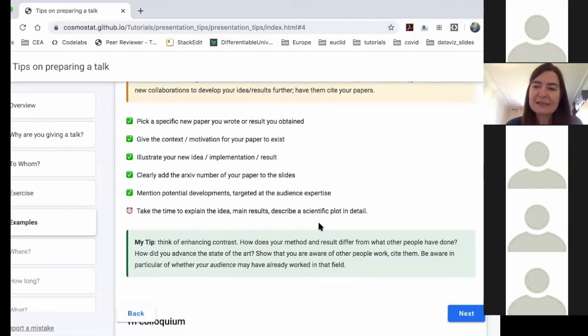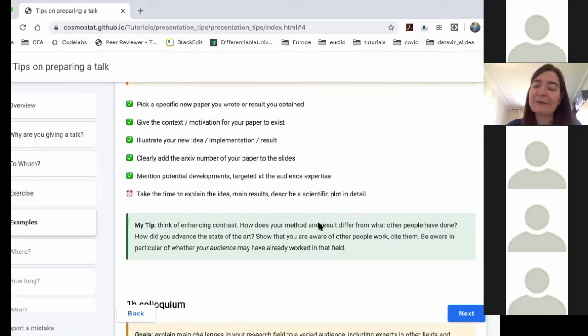But in practice, enhancing contrast in this case would mean: how does your method or result differ from what other people have already done? How did it advance what was already there, the state of the art? Also show that you are aware of what other people have done, cite them, which is always a good thing to do, and be aware in particular of whether your audience may have already worked in that field.